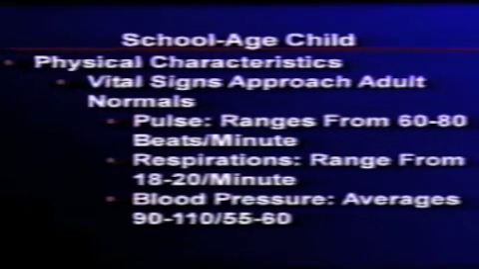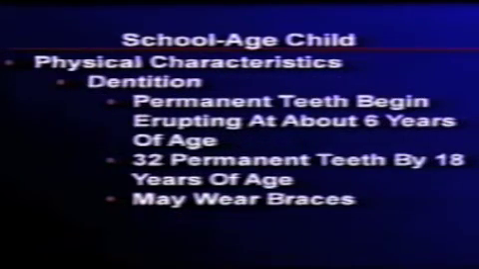We're starting to see changes with teeth again. We talked about this in infancy, and now with the school ager, we're starting to see changes again, where the baby teeth or primary teeth are starting to come out and the permanent teeth are coming in. That should be completed by 18 years of age, and this is the age group where orthodontia may be needed.